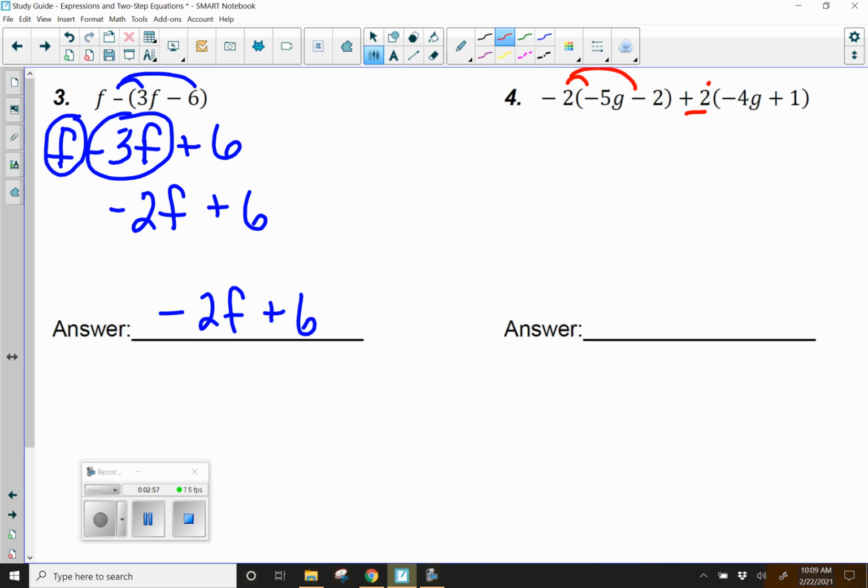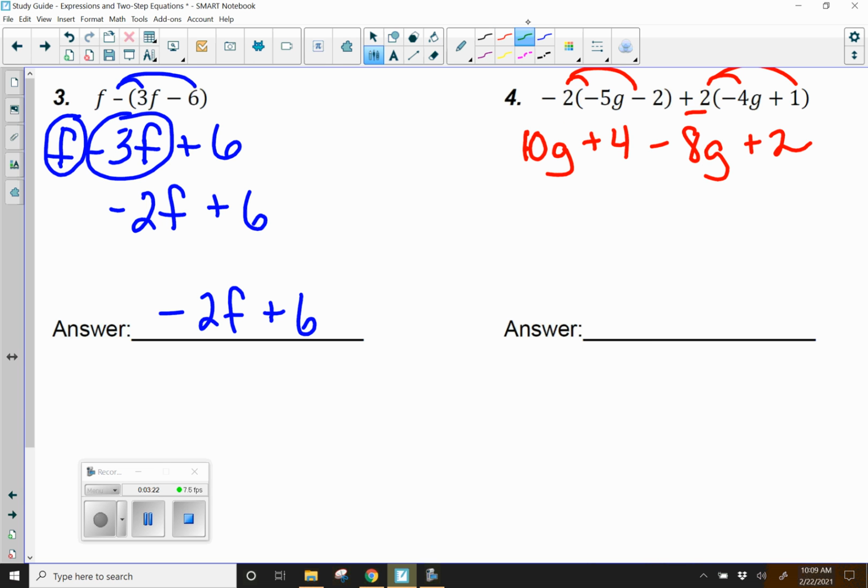Okay, moving along to number 4, we have a negative 2 that's going to get distributed, and then we also have a positive 2 here that gets distributed. So let's start on the left. Negative 2 times negative 5g is positive 10g. Negative 2 times negative 2 is a positive 4. And then we've got a positive 2 times a negative 4g, which gives me negative 8g. And positive 2 times positive 1 gives us a positive 2.